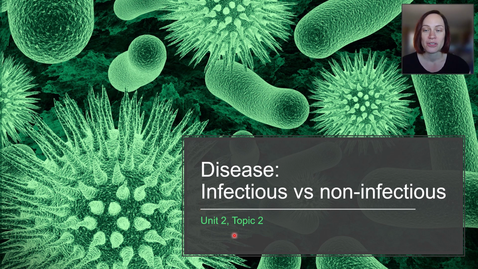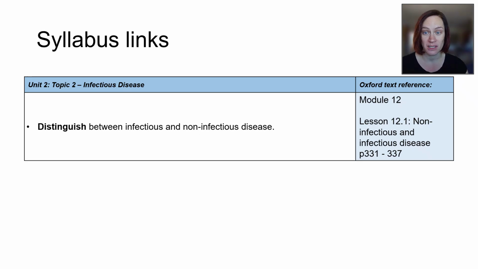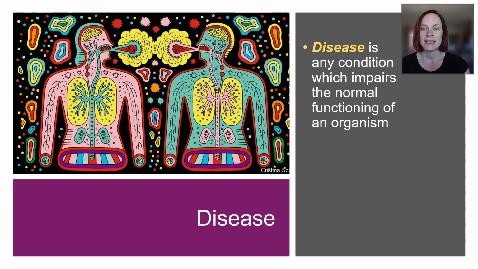All right, we are in Unit 2, Topic 2. This time we're talking about disease, and specifically infectious versus non-infectious diseases, because we are looking at this distinguished dot point. Now, disease is basically any kind of condition that's impairing the normal function of an organism. And I'm not saying people, because it can be plants, whatever it is. This is about abnormality or dysfunction, and we can also use the word pathology to describe that.